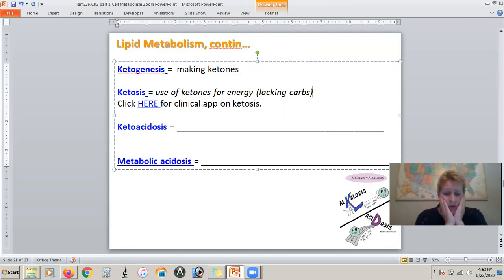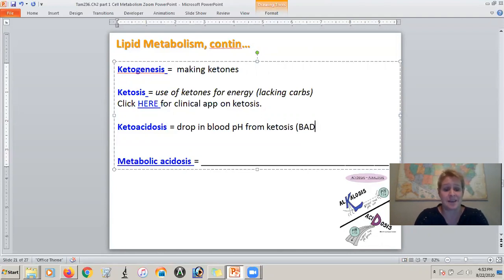In fact, some people who are trying to go through ketosis get so happy because you can get ketone test strips from CVS or Walgreens, and you can test your urine to see if you're producing ketones, and they say, oh my God, I'm in ketosis. I'm so happy. I'm like, oh, we are so happy you're going through ketosis. All right, not a good thing. Ketoacidosis is the drop in blood pH from ketosis. That's bad. All right, that's not a good thing.